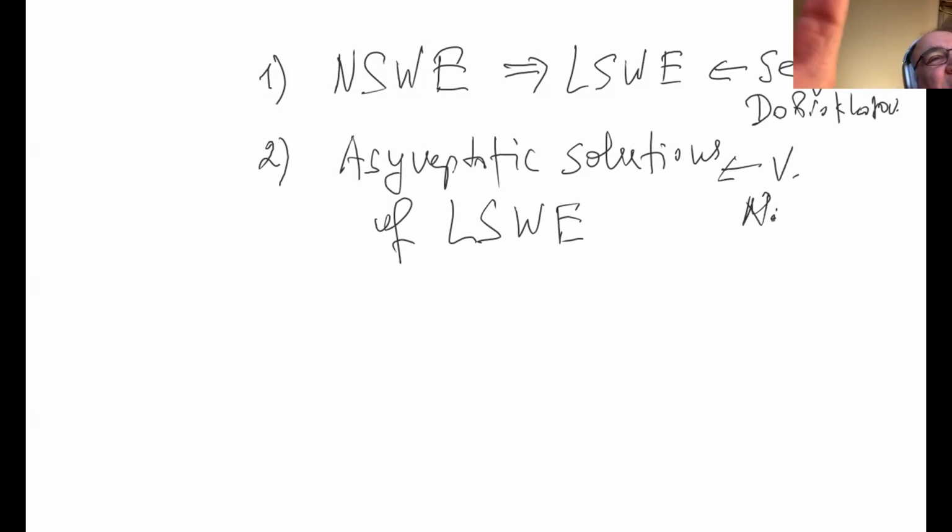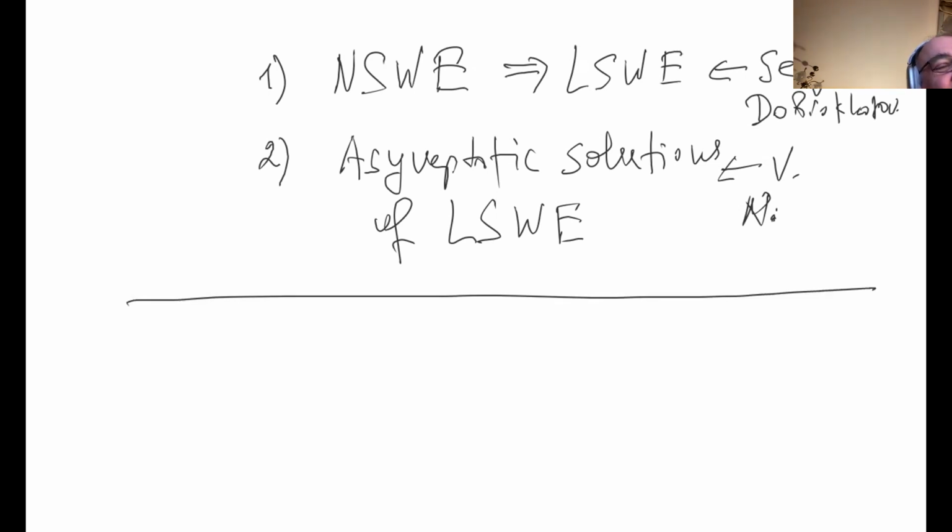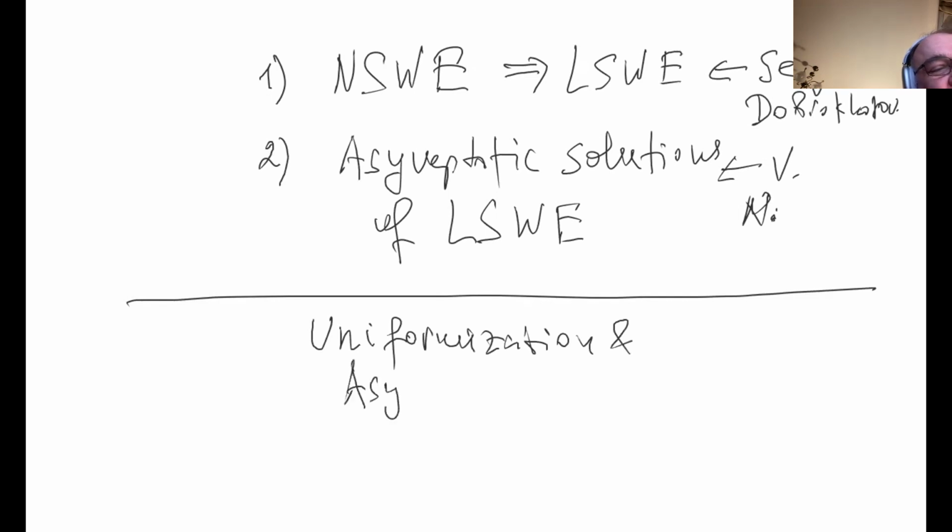Sergey is unfortunately in a traffic jam and he will be late, so the talk will begin from the second part. I am sorry if this leads to some difficulties, but I hope not. So we begin with the second part, and this will be about uniformization and asymptotic solutions of degenerate equations.